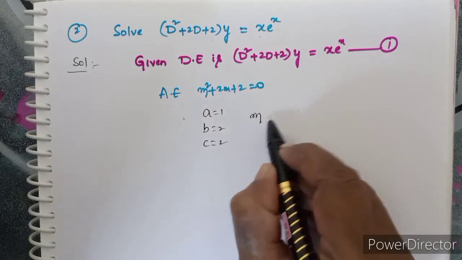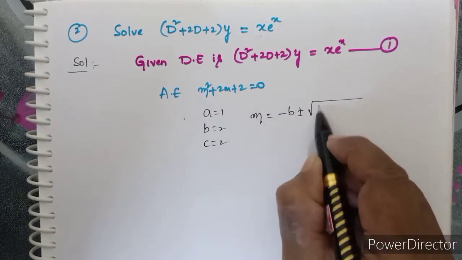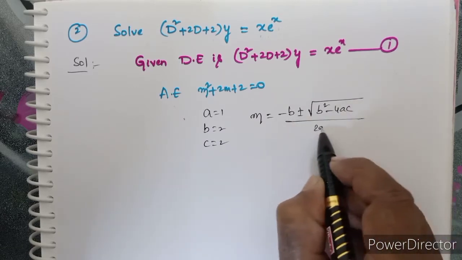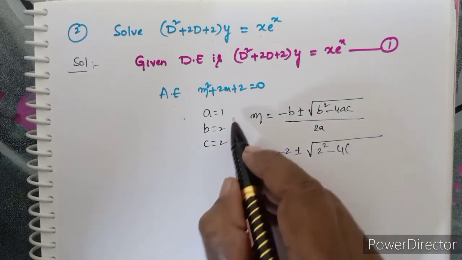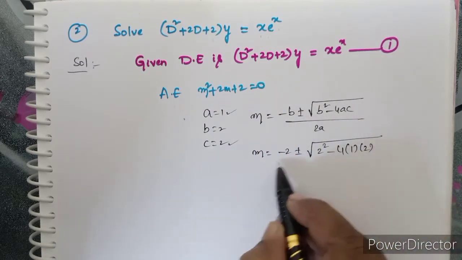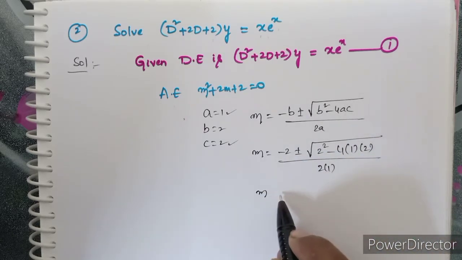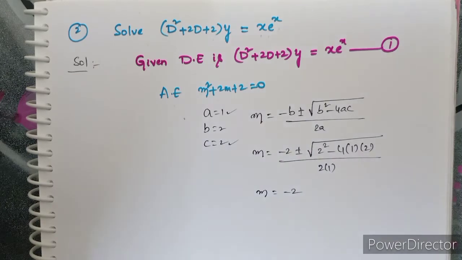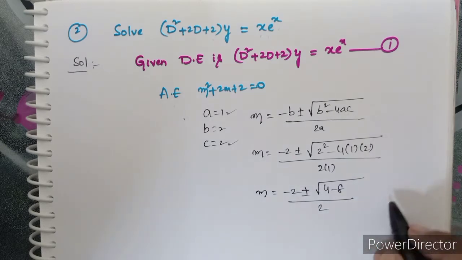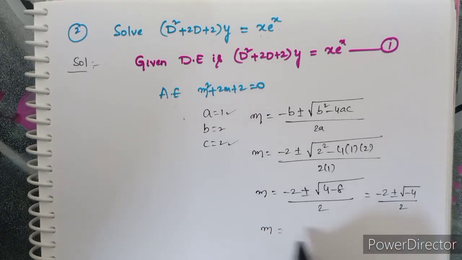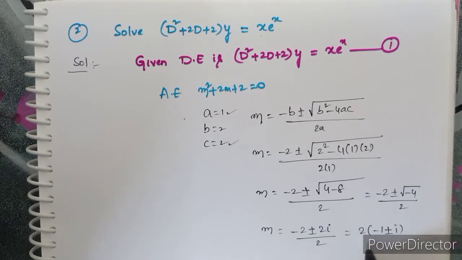Now we find the m values. m is equal to minus b plus or minus root of b square minus 4ac, by 2a. m is equal to minus 2 plus or minus root of 2 square minus 4 into a is 1, c is 2, by 2 into 1. Therefore, m is equal to minus 2 plus or minus root of 4 minus 8 by 2. m is equal to minus 2 plus or minus root of minus 4 by 2. m is equal to minus 2 plus or minus, root 4 is 2 and root of minus 1 is i. Taking 2 as common, minus 1 plus or minus i.